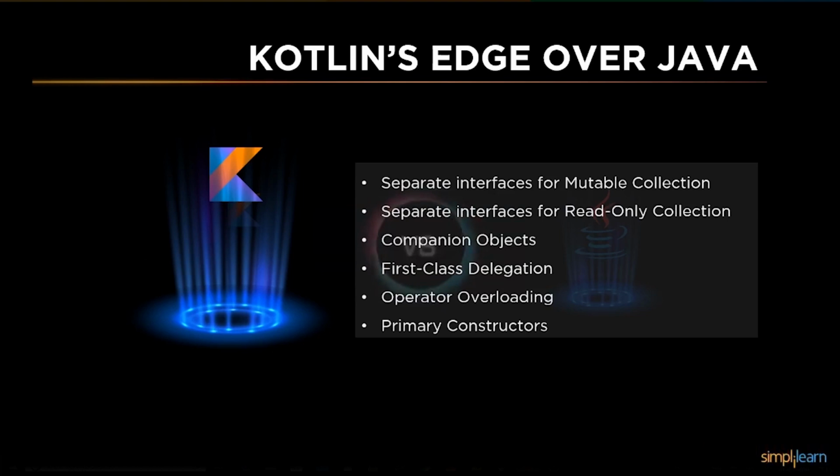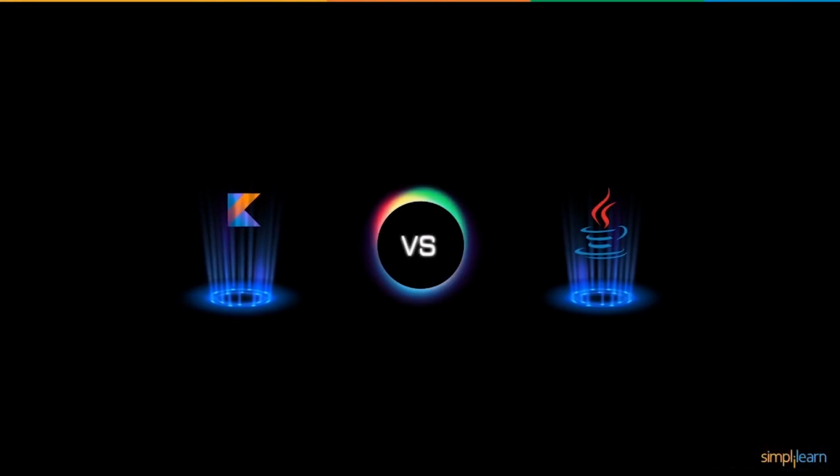Finally, we have the primary constructors. A class in Kotlin can have a primary constructor and one or more secondary constructors. The primary constructor is a part of the class header. It goes after the class name and optional type parameters, and if the constructor does not have any annotations or visibility modifiers, then the constructor keyword can be omitted. The bottom line is, Kotlin made the use of constructors more simplified. With this, let us move ahead into the next topic, which is Kotlin versus Java.